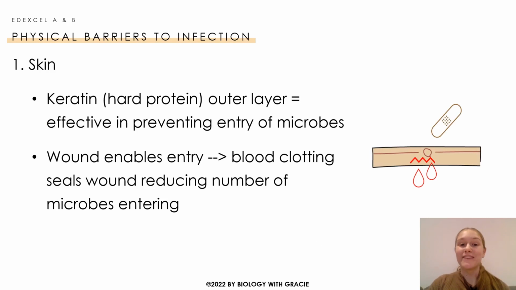Now we're going to talk about the physical barriers to infection. So of course, first, this may seem very obvious to some of you, but we have our skin. Skin actually has a hard protein on the outer layer, and this is called keratin, and this is very effective at preventing the entry of microbes. Obviously, as we discussed just in the slide before, if you do get cut or wounded, then this does enable entry, but the process of blood clotting actually helps to seal that wound, which reduces the number of microbes entering your body.